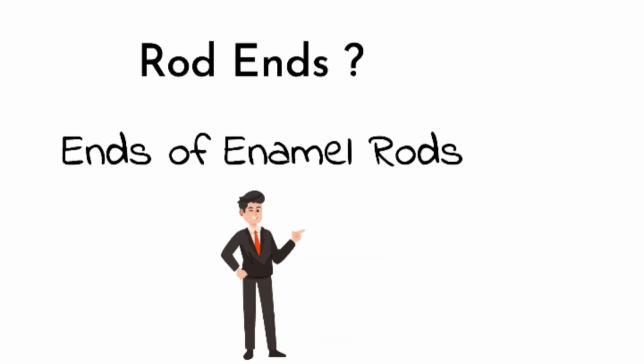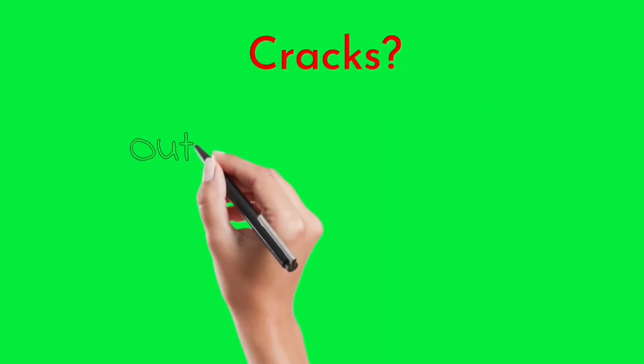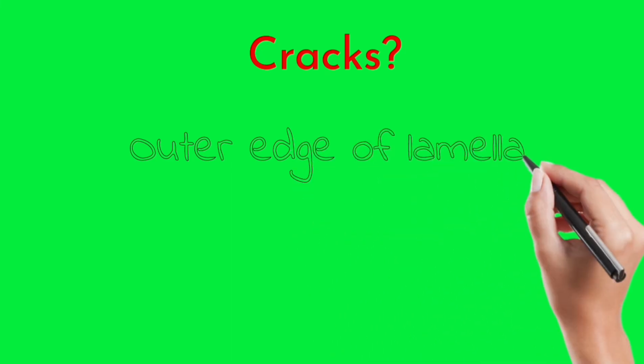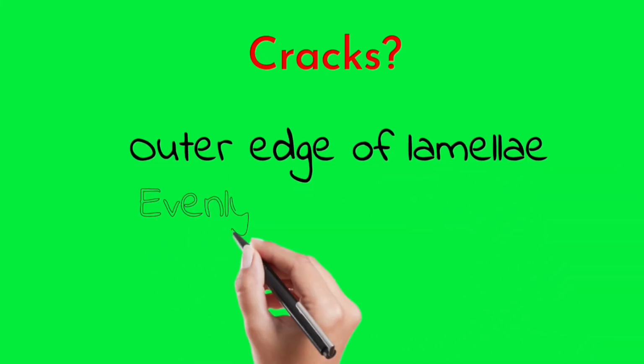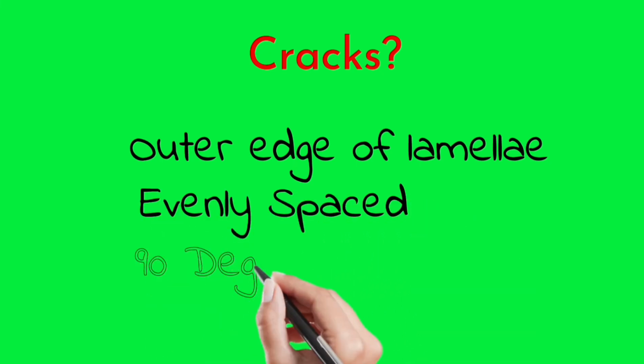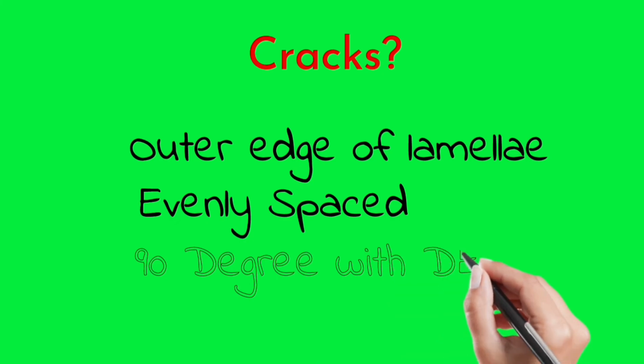Now we go to the last topic, that is the cracks. What are cracks? Cracks are the outer edge of lamella. So these are the outer edge of lamella. They are evenly spaced. Okay, they are evenly spaced and they are about 90 degrees with the dentino-enamel junction.